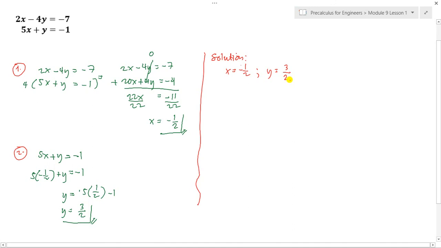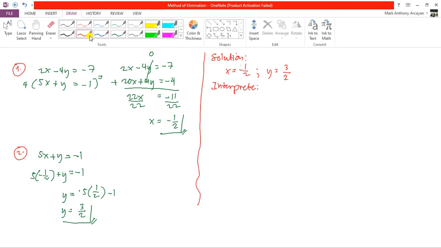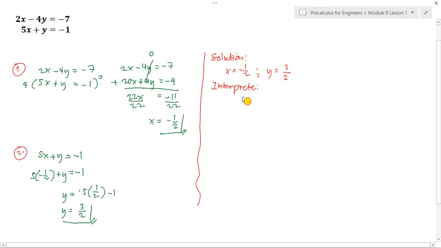Now let's interpret this. Since the solution is definite and still a real number, therefore this system is consistent and independent.